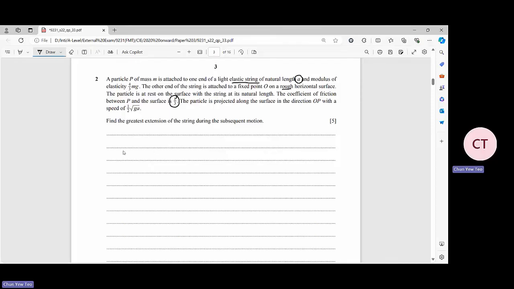Okay, so at first you are at rest on the surface. This is O, this is P. You are moving in this direction. You are looking for the greatest extension. So this extension is x. The natural length over here is a. You start to move from here to here, only from here to here.